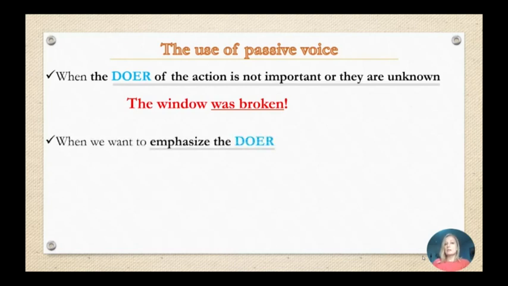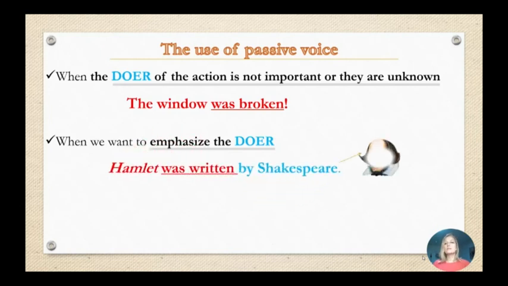We use it when it is not important, or precisely when we want to emphasize the doer, the performer. Look at this example. Hamlet was written by Shakespeare. It's written by Shakespeare, not by some other writer. Most often, the use of the passive voice depends on the speaker's choice, whether they are going to use passive or active voice to describe a situation happening in the present or in the past.